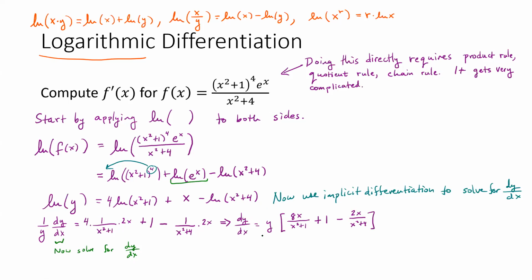Okay, and then to get the final answer, I'm just going to replace y with the original f of x. Because here, what I did was I wrote f of x as y to make it a little bit simpler. So the final answer would be our original f of x, x squared plus 1 to the 4th, e to the x over x squared plus 4, times all of this.